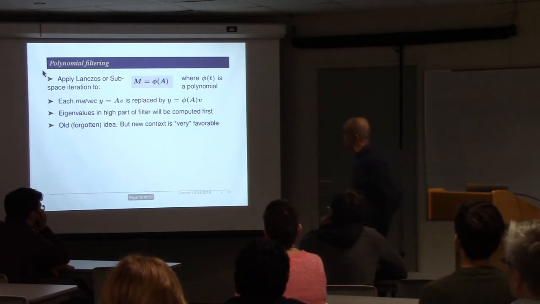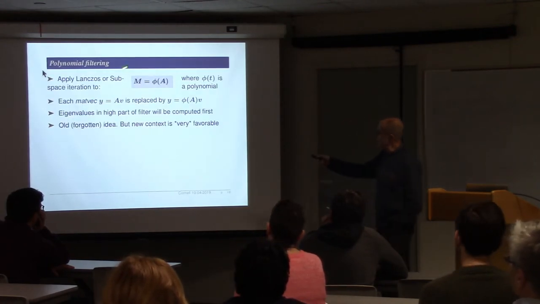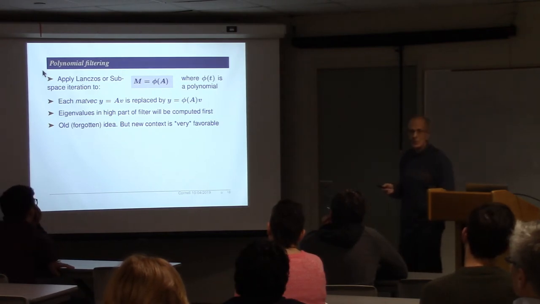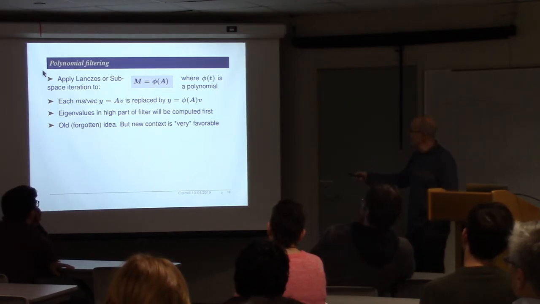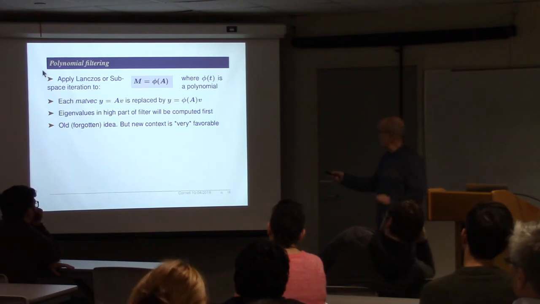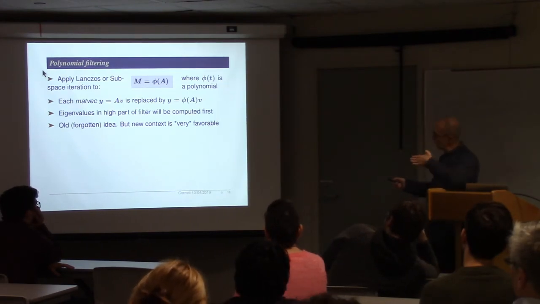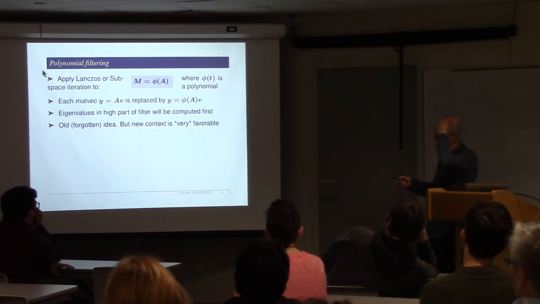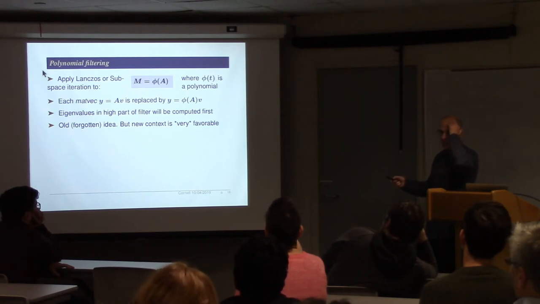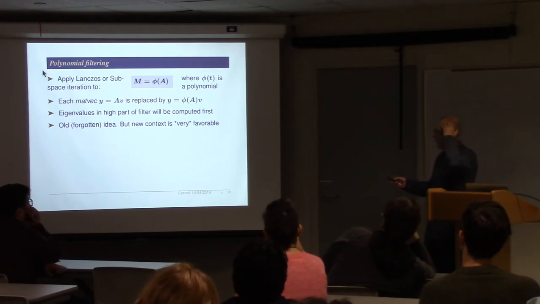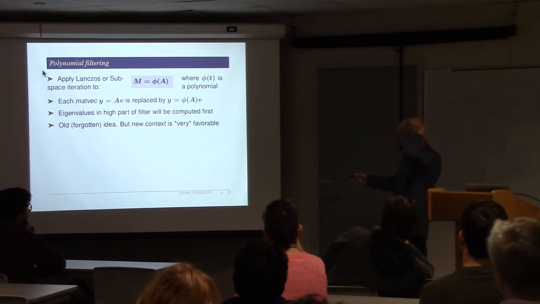Putting on the filters. So we're trying to find a polynomial of A to use, and we want to have the high part separate from the small part. I want to mention that this is an old idea. Using polynomial filters for linear systems is quite old. It's 1920s papers, and a lot of other people have looked at this.